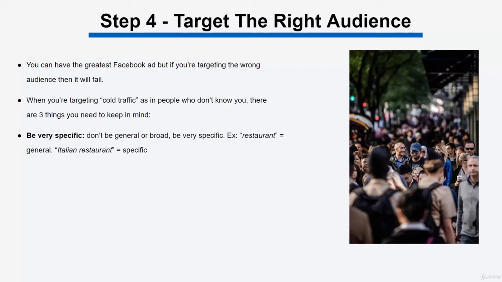Number 1 is to be very specific. Don't be general, don't be broad. Be very specific as to what you're talking about. An example of this is if you're talking about an Italian restaurant, well, you want to mention that. You don't want to talk about restaurant, right? So make sure that you're being very specific.